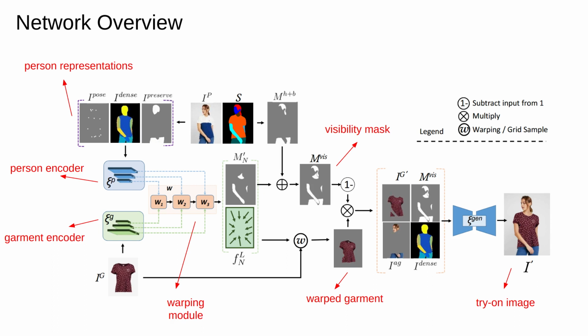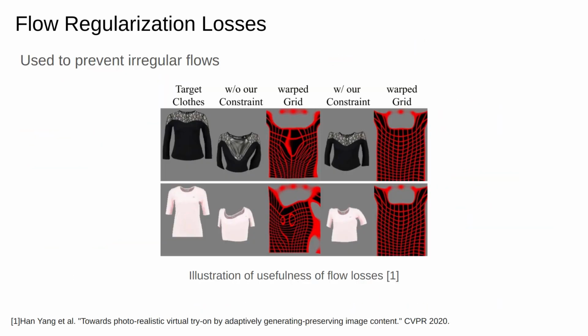Here is an overview of our network. We use two encoders, a person encoder to encode person representations, and a garment encoder to encode the garment. The encoded information is refined through a series of warping blocks at different resolutions. The final flow is used to warp the original garment, and the body parts visibility mask is combined with hair and bottom garment masks to make the final visibility mask. This visibility mask is then used to handle occlusions in the warped garment. The warped garment and person representations are then input to a generator to generate the final try-on image.